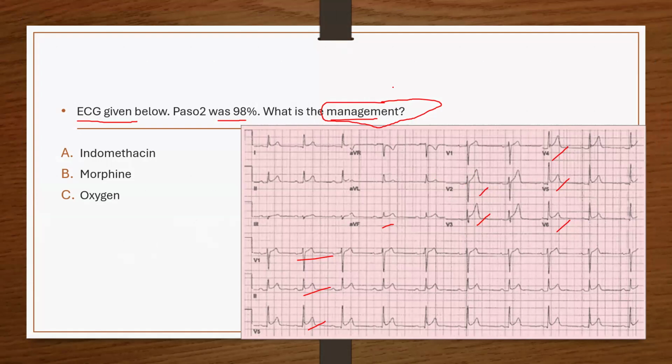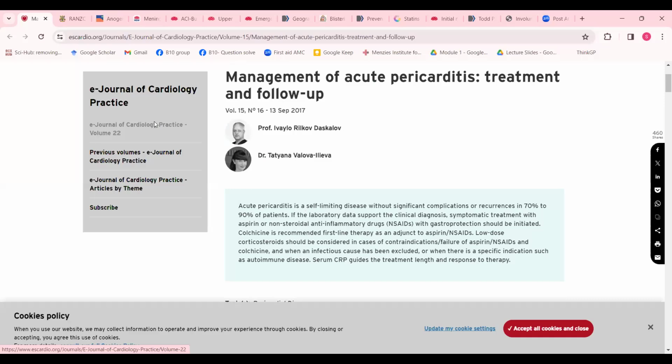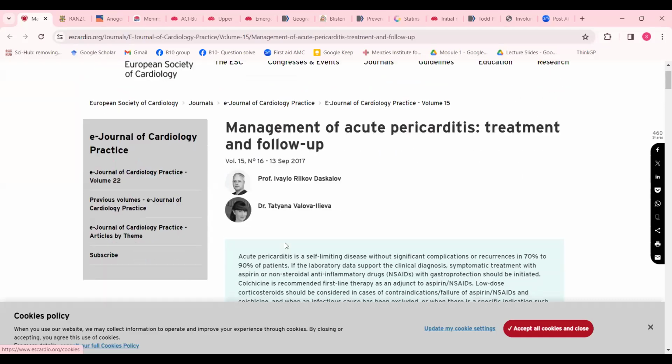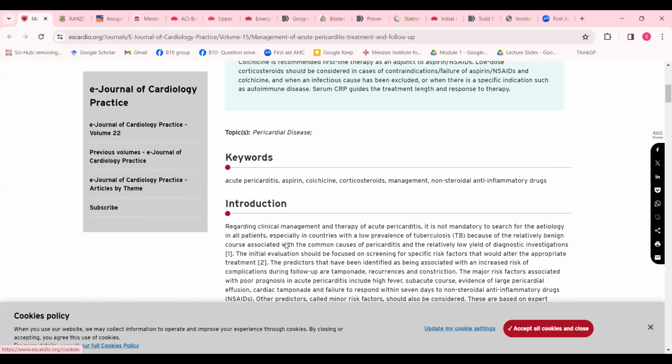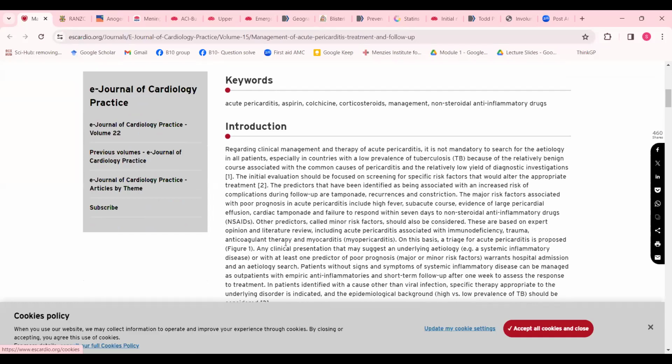Now let me take you to a reference here. This is the reference that I'm going to use today. This is the European Society of Cardiology Pericarditis Management Guideline. As I told in the beginning, we are not going to discuss this from top to bottom because this is not a theory class. But since they have asked about the management, it's important for us to know the management and to discuss around it. So I'll just be giving a brief overview of how you manage pericarditis.